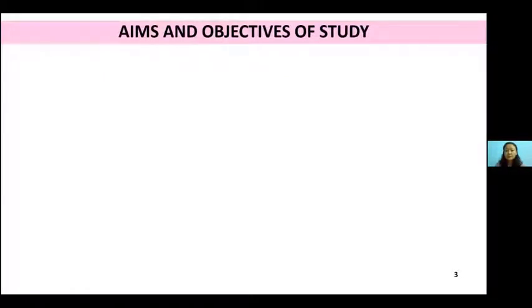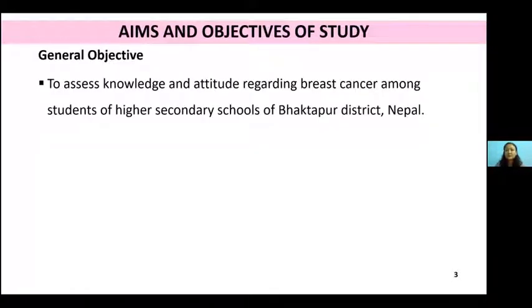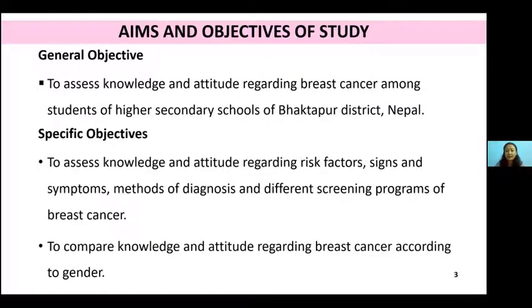So, the main objective of this study is to assess knowledge and attitude regarding breast cancer among the students of higher secondary schools of Bhaktapur district. My specific objectives are to assess the knowledge and attitude regarding the risk factors, signs and symptoms, methods of diagnosis, and the different screening programs of breast cancer, and also to compare the knowledge and attitude regarding breast cancer according to gender.